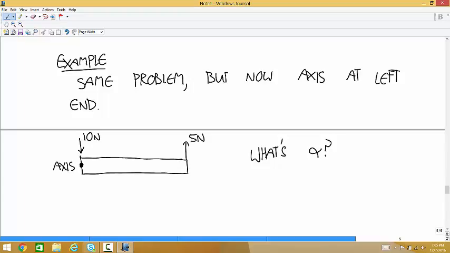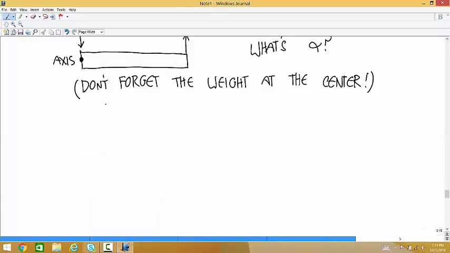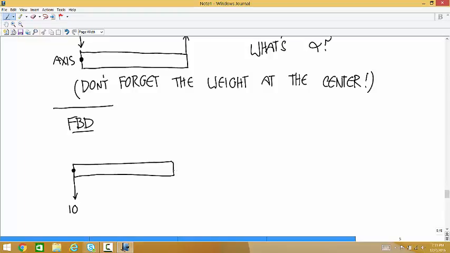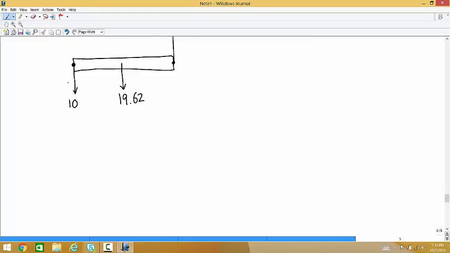Everything's the same. The only thing that changed is the axis location. Okay, I'll go through this. So a free body diagram looks like this. I'm just going to put the 10 Newton force in the center there. The 5 here. And there's the weight, 19.62. And this time the axis is on the left end.